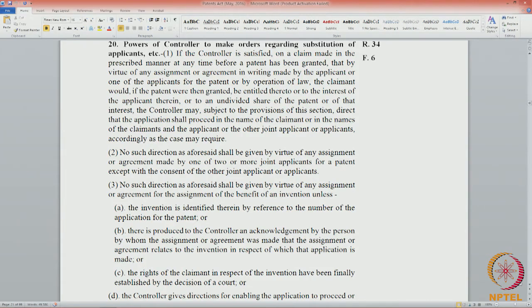So, all the joint applicants A, B and C will have to consent. If all of them do not consent, the controller will not pass a direction. It is just to protect the interest of the existing applicants.